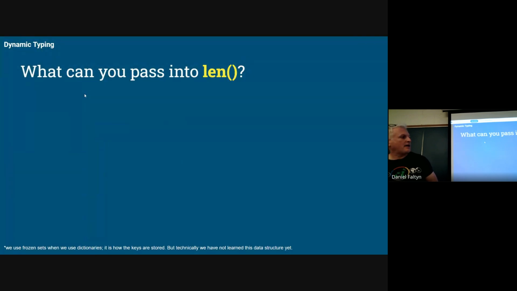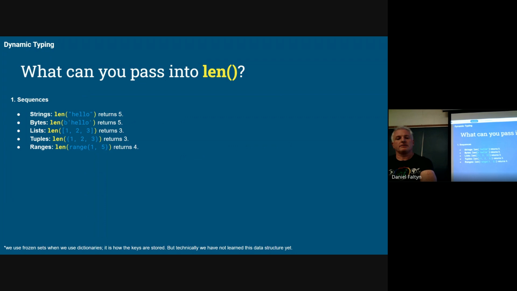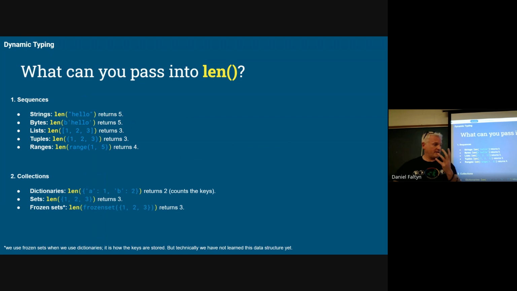Okay, the next topic we're going to get through here is the idea of dynamic typing. And hopefully we all remember when we use the length function, we can pass a lot of things into length. We can pass a string. I have a list of bytes here. I have a list. I have a tuple. I have a range. Then there's these collections. We can pass in a dictionary, a set, some data structures that we haven't gotten to yet.